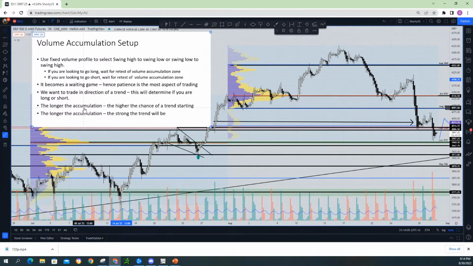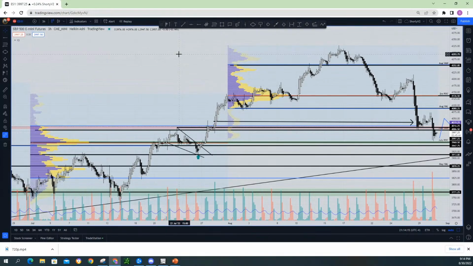It's a waiting game. You want to trade direction on a trend. You'll determine if you're long or short. The longer the accumulation, the higher the chance of a trend starting. Okay, so if you think about this, how long were we here? July starts right here, right? Obviously, we were here the whole time until July 27th. So 30 days it stayed in balance.